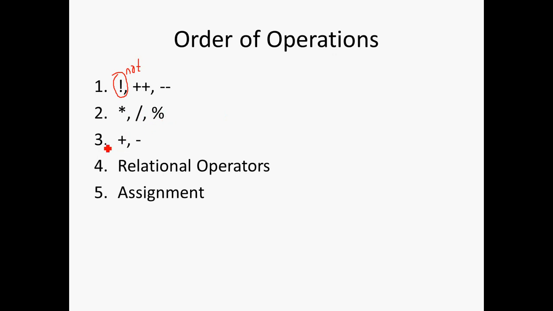So the next level would be addition and subtraction, pretty straightforward. And there's relational operators. This would be greater than or less than, and so forth. And then there's assignments. That's just the int x equals y type of thing, or x plus equals 2. So any of those have the lowest precedence, so those will be evaluated last.